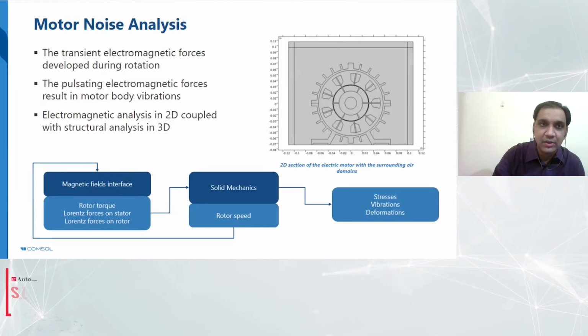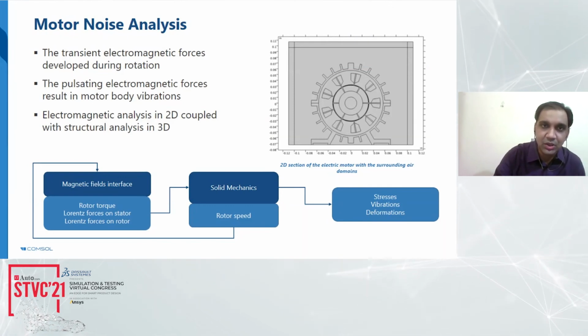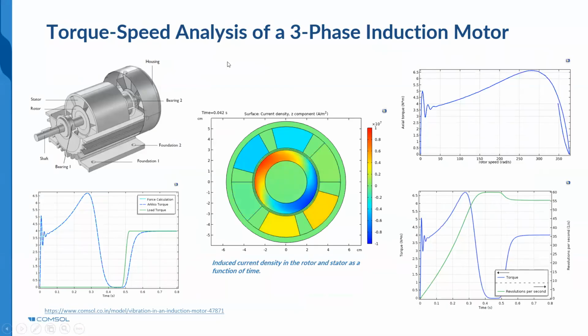In this motor noise analysis, first you solve the transient electromagnetic forces. Because of the electromagnetic forces, there are motor body vibrations, and these are solved in a coupled manner. Because of the vibrations, noise is emitted in the surrounding. This is the model of an electric induction motor, and these are the different parts shown here. If we take a cross section, these are the induced current densities in the rotor and the stator when the rotor is rotating.